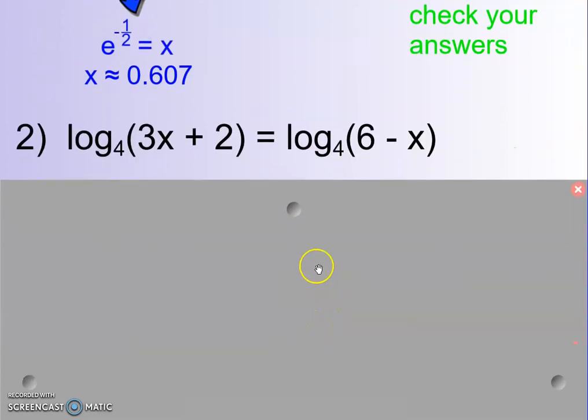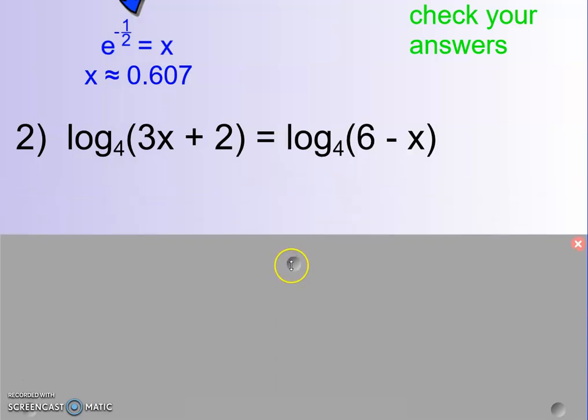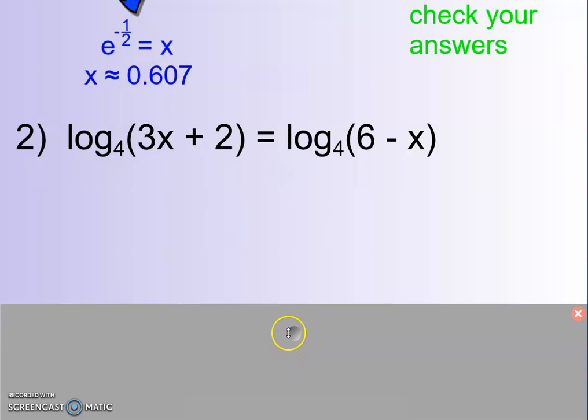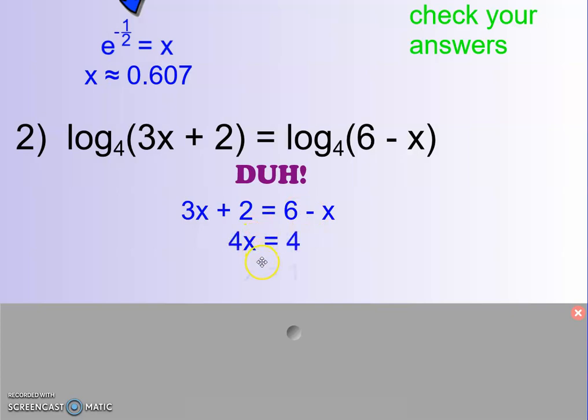Let's try a second example. Here's a second example right here. You're looking at this, and at first you might get a little panicky, saying, oh, my heavens, we have logarithms all over the place. But look a little closer. I think this problem is screaming out, duh. If log base 4 of this equals log base 4 of that, then duh, this has to equal that. And with a little bit of algebra, we can get x equals 1.